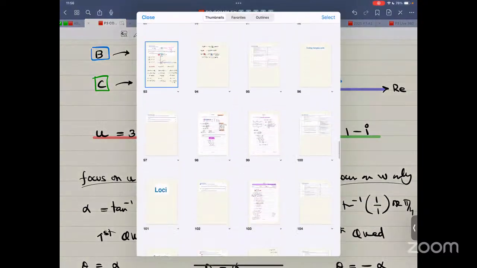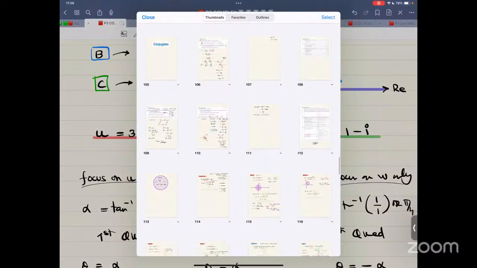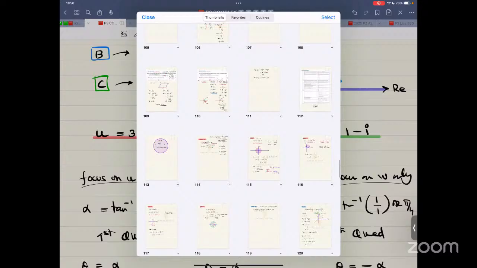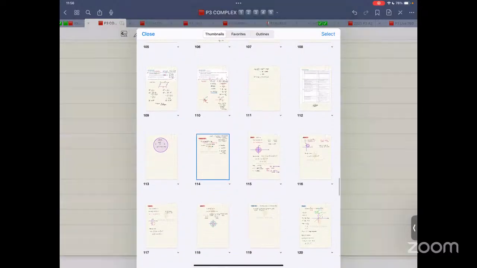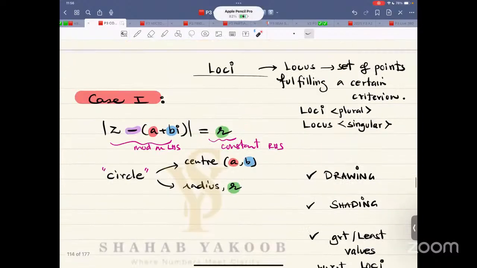So now let's move on and let's go to the concept of loci. So now almost 1 hour has passed and we are still on complex number. So complex number will be taking a lot of time. So I think we'll be taking another 20-25 minutes on loci. Then I'll give the first break. After the break, vectors and numerical solution. Or maybe let me just do a little bit of binomial also.